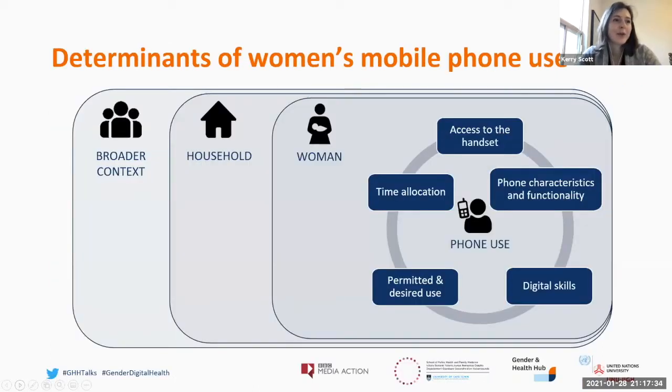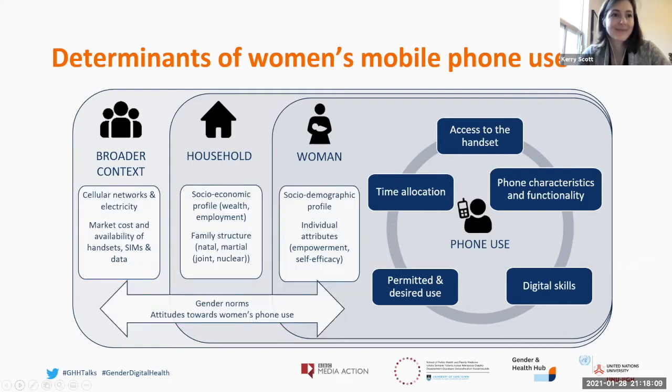We developed a framework to better understand the multifaceted aspects of the gender gap in phone access and use. This framework identifies 5 immediate or proximate determinants of women's phone use: access to the handset, the phone's characteristics and functionality, the woman's digital skill, permitted and desired use, and time allocation. These determinants are embedded in a set of secondary or distal determinants at the level of the woman, the household, and the broader context.